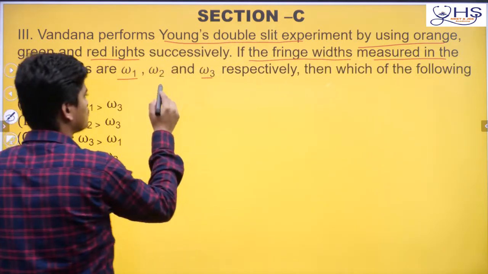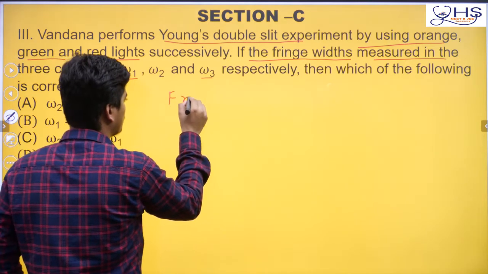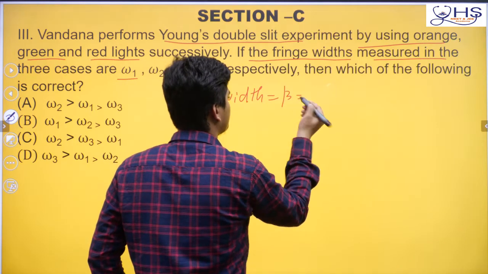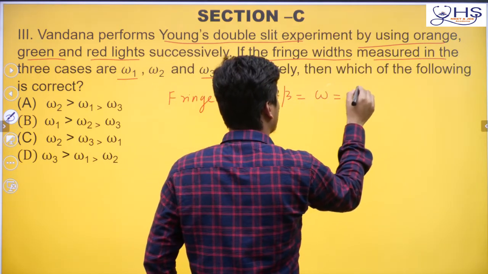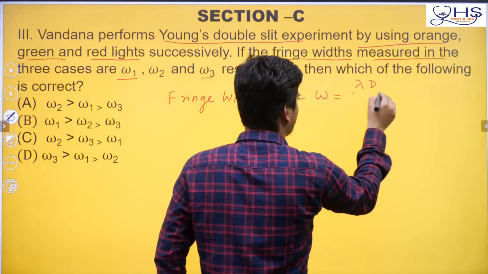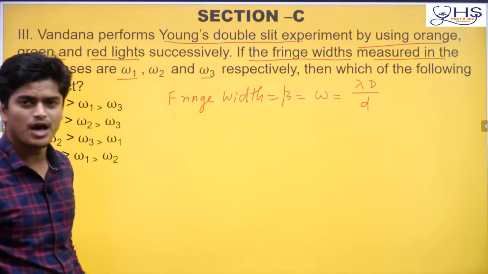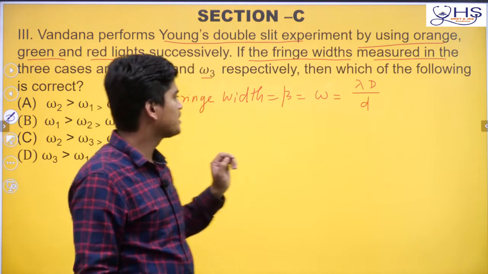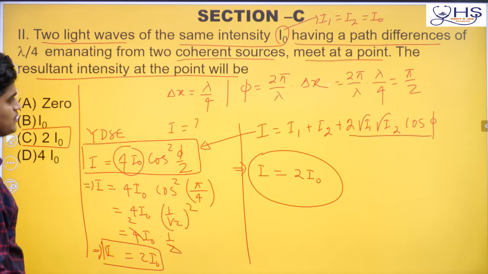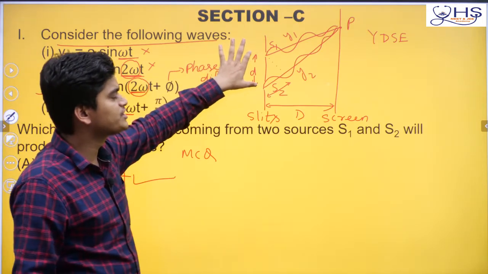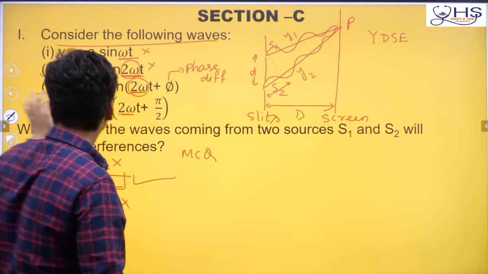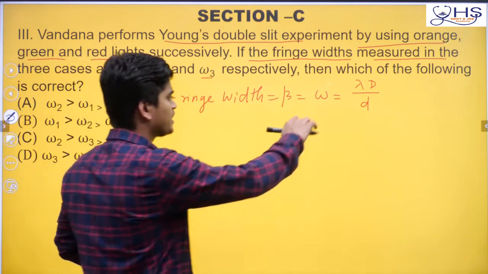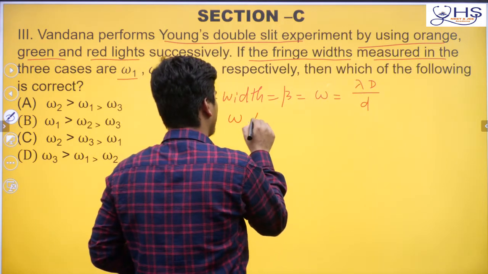Now listen here. So what is actually being asked is fringe width. Remember, fringe width in Young's double slit experiment, how much is it? We mostly call it beta, but here they are calling it omega. Let's take omega. So it is lambda capital D by small d. This is the fringe width formula. Lambda is wavelength, capital D is the distance between slit and screen, and small d is basically the distance between two slits. Now if we check correctly, omega is directly proportional to lambda, the wavelength.